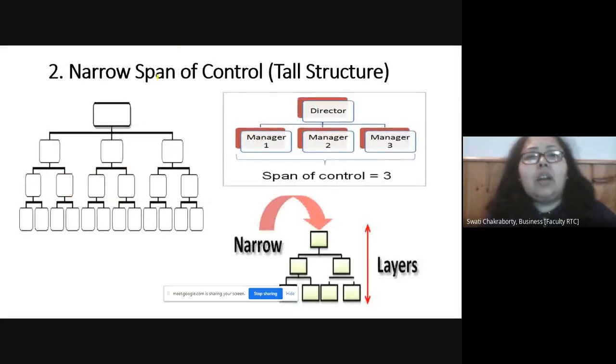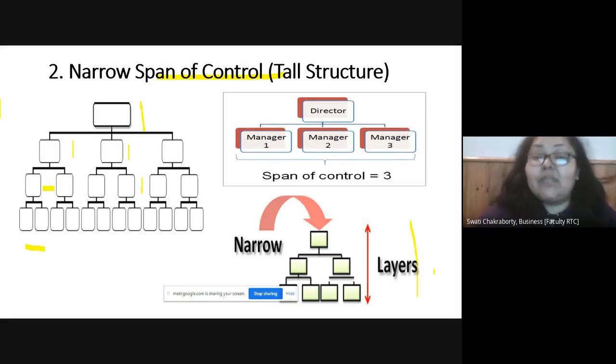Next we talk about the narrow span of control. If you see this, what's exactly up here is you have only one person who is controlling just three, 1:3, and this person is controlling just two. It's 1:2, and again 1:2. So you have few people under you, but the hierarchical layers increase, the number of levels increases.